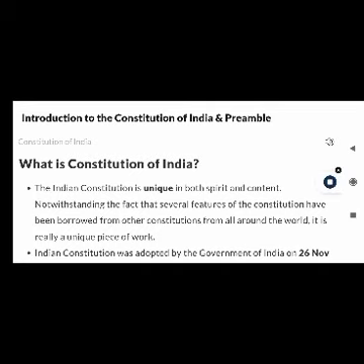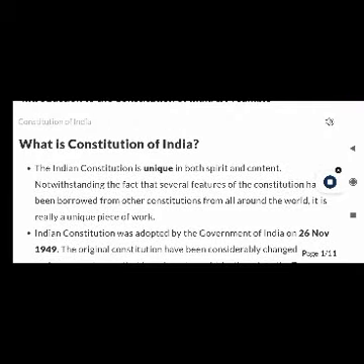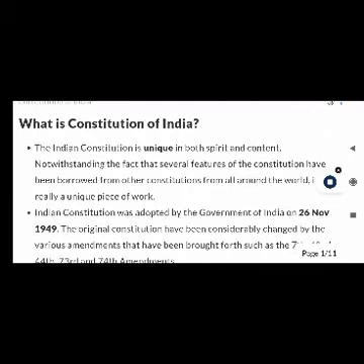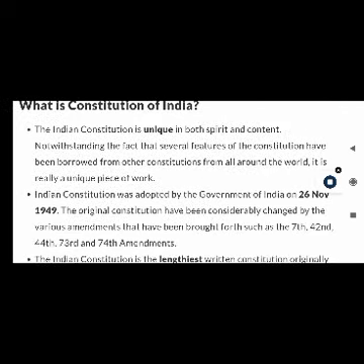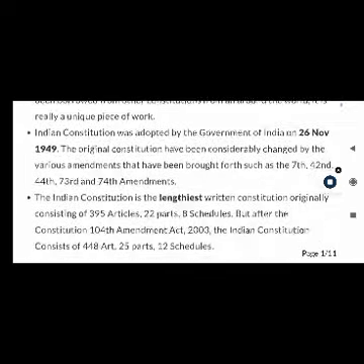What is the Constitution of India? The Indian Constitution is unique in both spirit and content. Notwithstanding the fact that several features of the Constitution have been borrowed from other constitutions from all around the world, it is really a unique piece of work. The Indian Constitution was adopted by the Government of India on the 26th of November 1949.